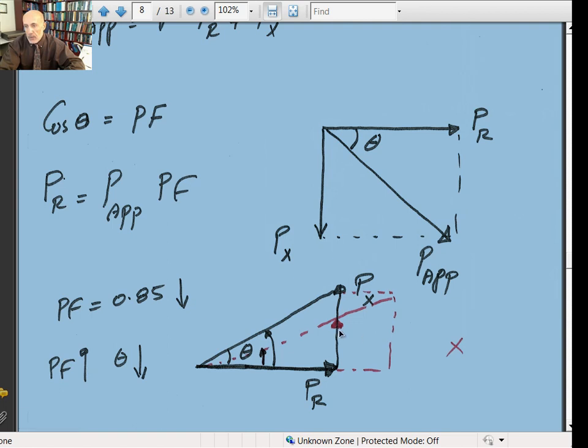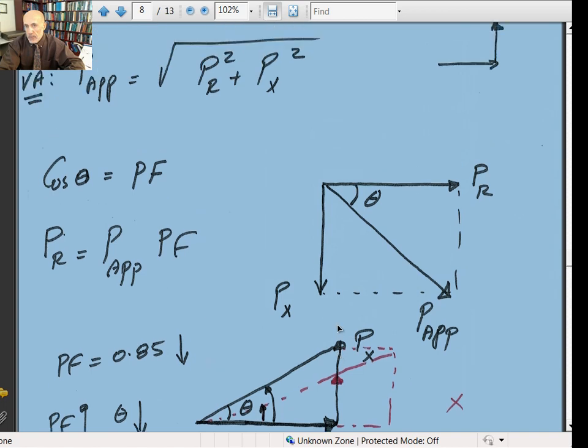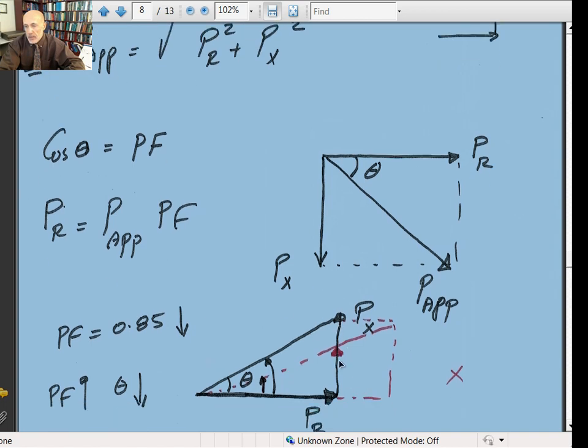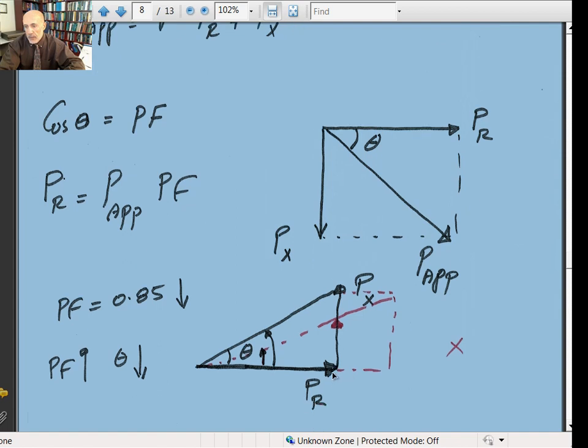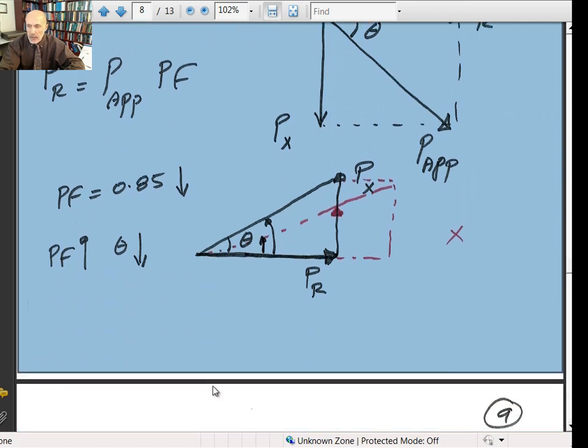One way to do this is to add a capacitive load, put a capacitor with the load, which is called power factor correction. Remember, the reactive power for the capacitive is negative. So if you add a negative to a positive, it will lower the reactive part of the power, and that will result in a greater value of the power factor. And that's what they do.